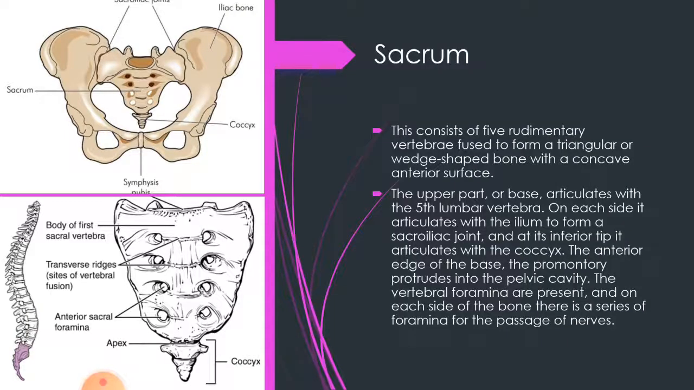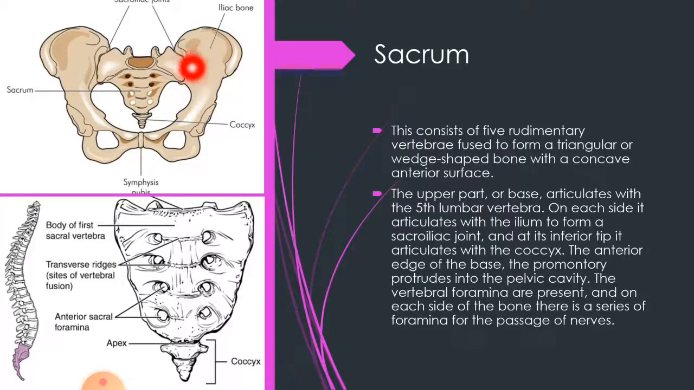Then comes the sacrum, and we already know that 5 rudimentary vertebrae fuse to form a triangular or wedge shaped bone, which is called the sacrum. And if you look at this bone, this is concave from its interior surface. The upper part or its base articulates with the 5th lumbar vertebra. On each side it articulates with the ilium to form a joint which is called the sacroiliac joint.